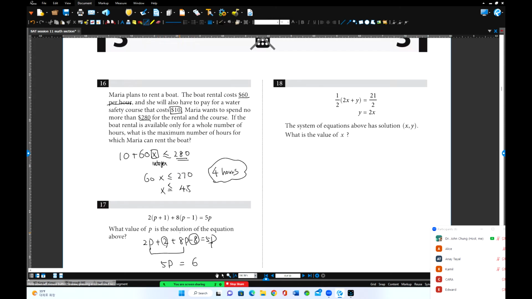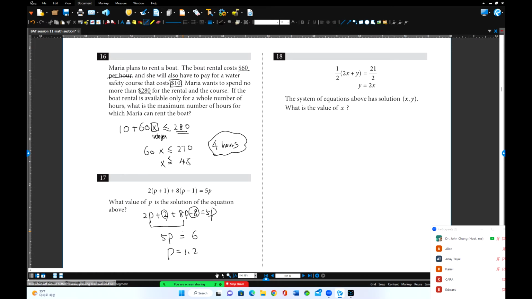That's nothing, right? Number 18, we have another system of equations. A lot, maybe 2 or 3 tests every time. So what is the value of x? We need to find the value of x. The y is eliminated already over here. Substitute. So 1 over 2, 2x plus 2x equals 20 over 2. Times 2 times 2. So 4x equals what? 21.